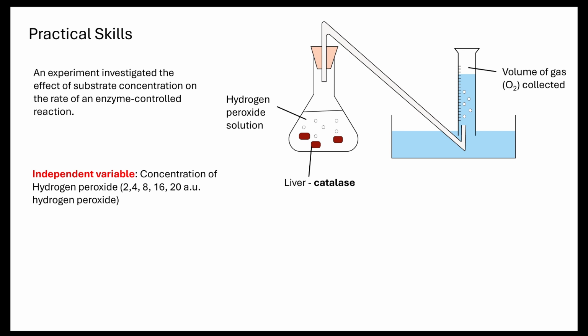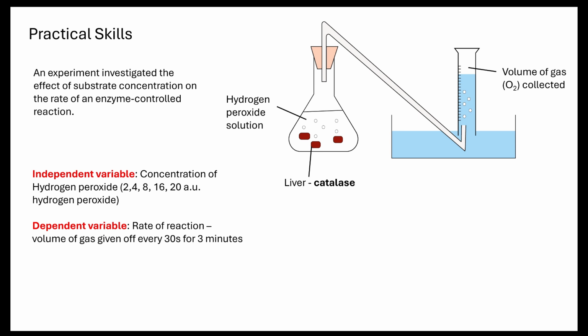So they're the things that I'm going to change as the investigator. I am going to do a serial dilution. Do check out my video on how to do a serial dilution to get that concentration. Then what I'm going to do is I'm going to measure my dependent variable.